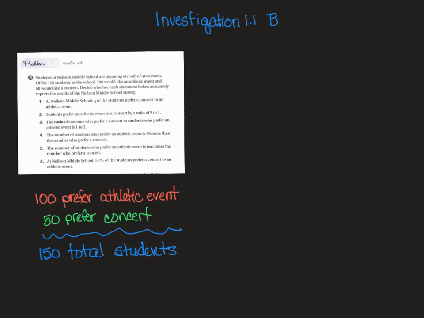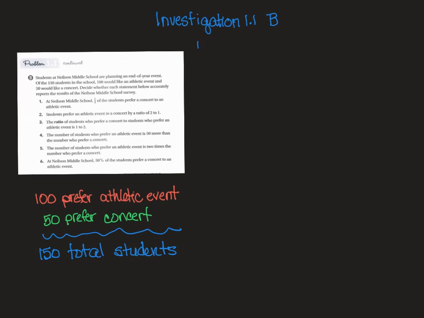They surveyed students in a middle school, and their middle school had 150 students in total. So that's the total. You notice I wrote that over on the side. Their survey showed that 100 would prefer an athletic event compared to 50 who would prefer a concert. Okay, so now I'm going to start doing some work here. You have already done this yourselves, and I'm going to give you the answers and explain why those answers are so.